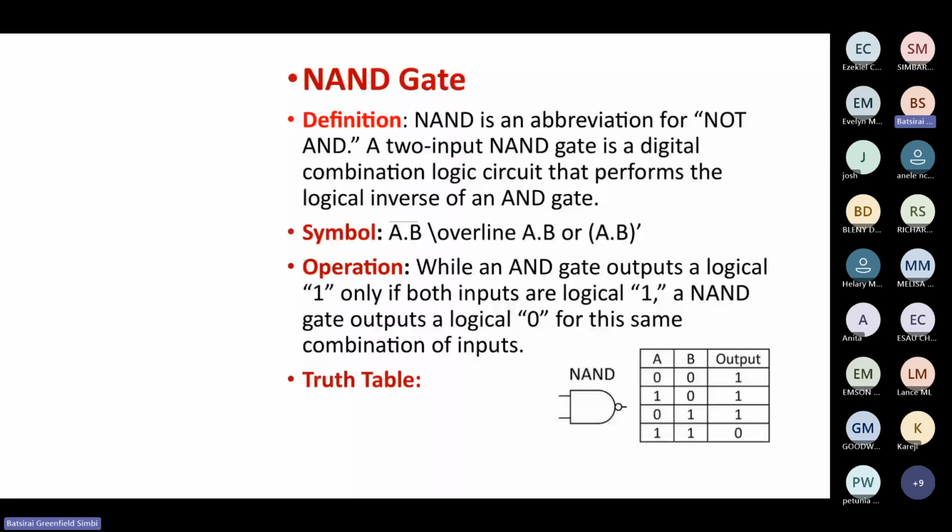The symbol is A dot B with an overline, or it can be (A B) complement in brackets. So while an AND gate outputs a logical 1 only if both inputs are logical 1, a NAND gate outputs a logical 0 for this same combination of inputs. Then we have a NOR gate.